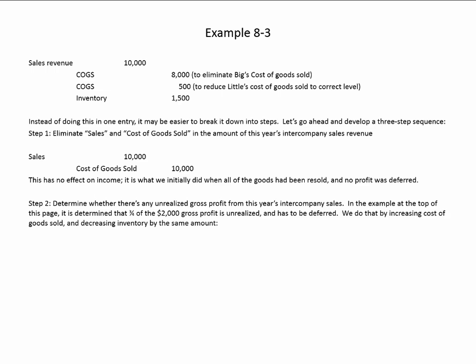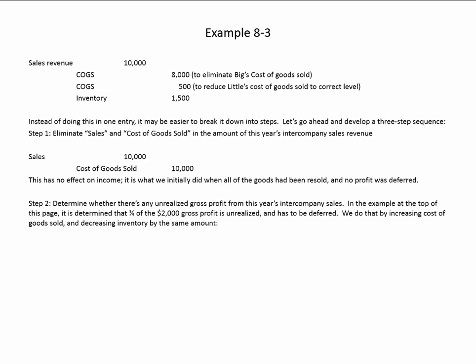Then we step back and say, okay, that first entry would be what we would have done had all of the merchandise been sold to some third party. Now we step back and ask, has all that profit been realized? Is there any merchandise that hasn't been sold yet? And if so, step 2, we're going to go ahead and defer any unrealized gross profit from this year's intercompany sales. And again, in the example we've been working with, we assumed that 3/4 of the merchandise has not been sold yet, which means that 3/4 of the gross profit is unrealized and has to be deferred.